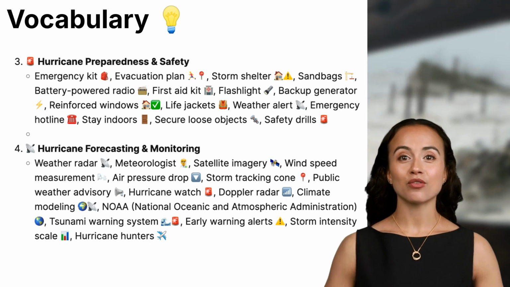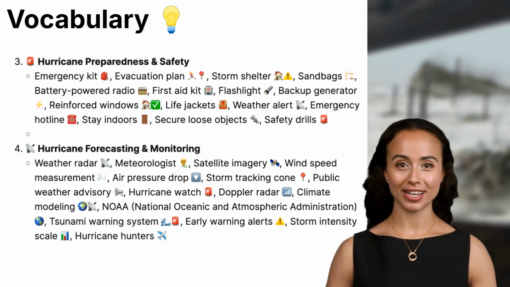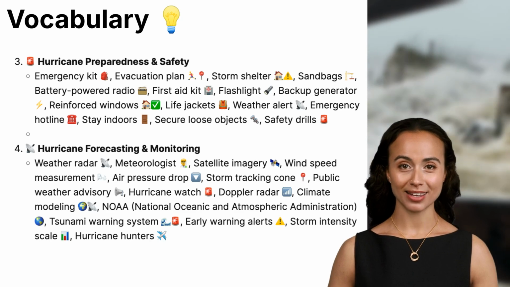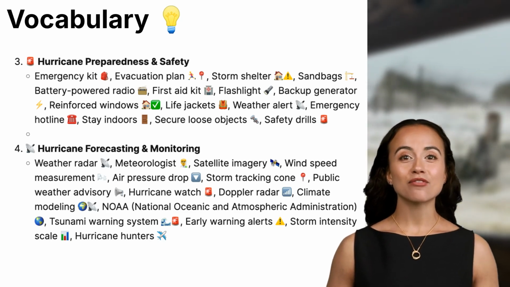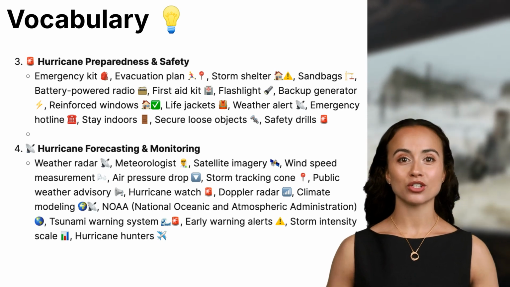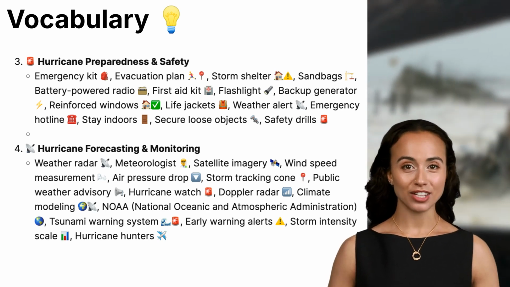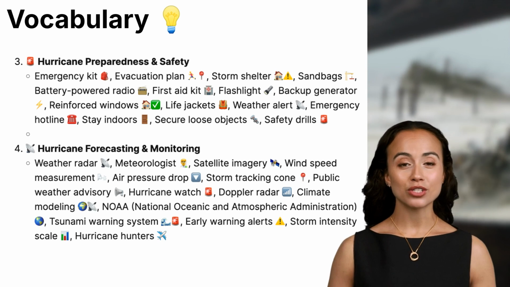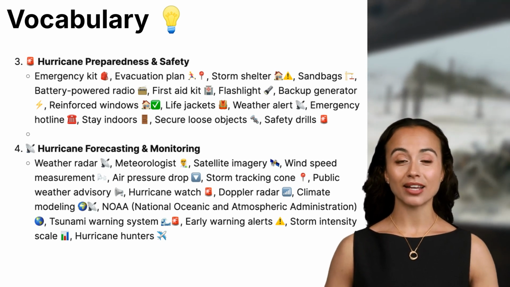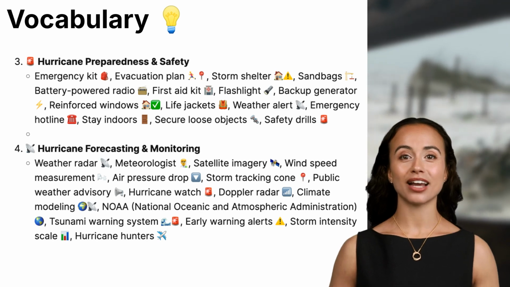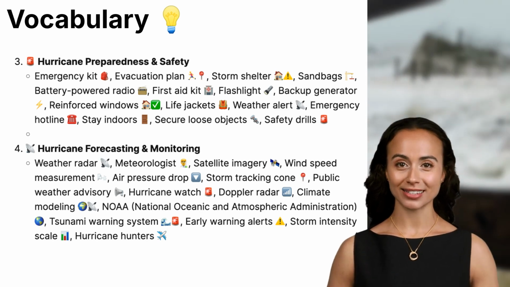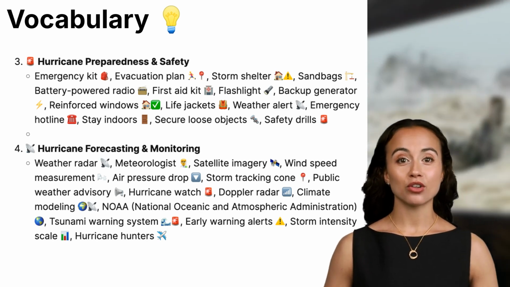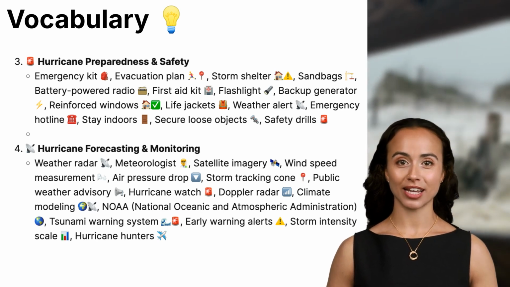Battery-powered radio, a radio that operates without electricity, allowing people to receive updates. First aid kit, a set of medical supplies used to treat minor injuries during emergencies. Flashlight, a portable light source useful during power outages. Backup generator, a device that provides emergency power when electricity is out. Reinforced windows, stronger windows designed to withstand hurricane winds.